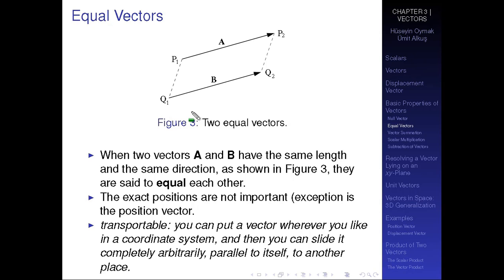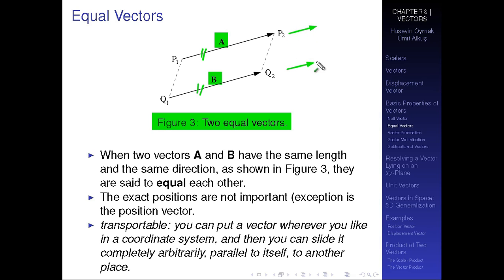In this part, we define equal vectors. First, look at this figure. For the simple reason that both vectors A and B have the same magnitude and also direction, they are said to be equal vectors. They are equal regardless of the starting points, that is, tails.